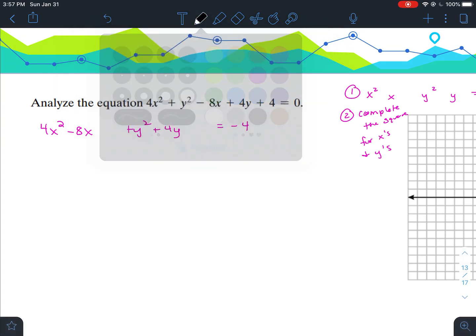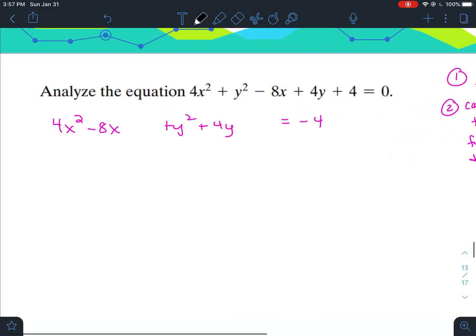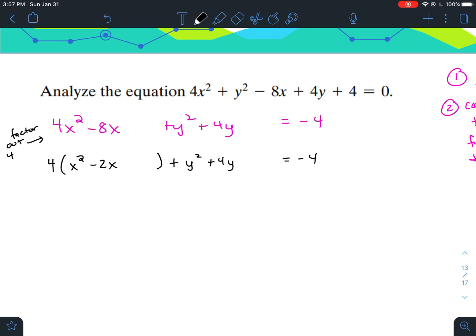To complete the square, if it's not just x squared, the first step is we would have to factor out that a term. So we're going to factor out that 4. So it's going to be 4 and then in parentheses x squared minus 2x, and then plus y squared plus 4y equals negative 4. And now we complete the square. So remember, to complete the square, you take the b term, divide by 2 and square the answer. So for the x's, I'm going to take negative 2 divided by 2, squared. So that's going to be positive 1.